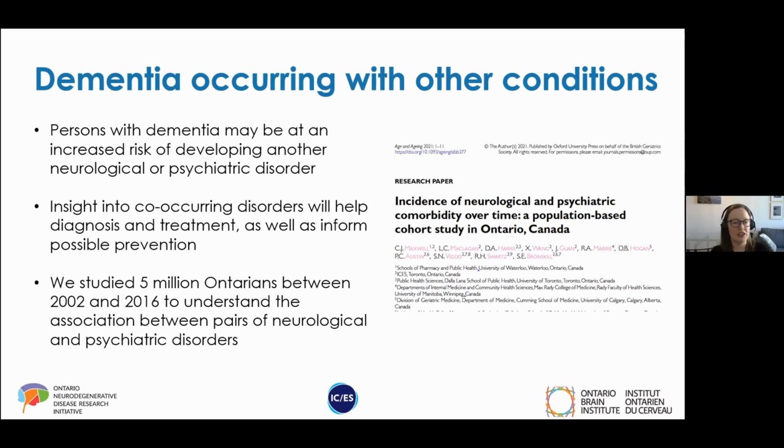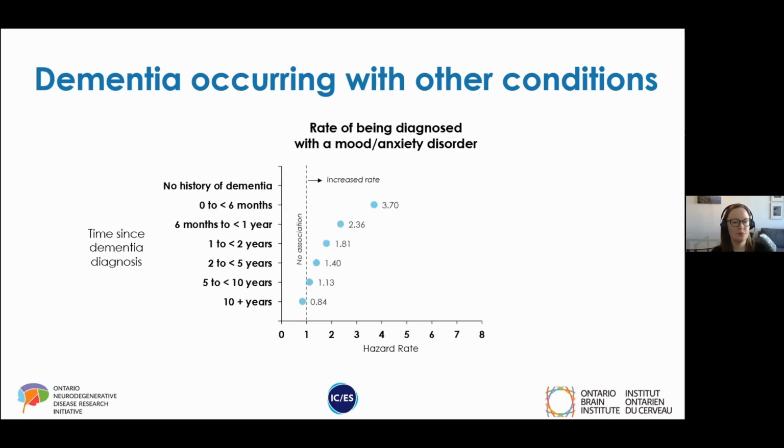So in this study, we looked at over 5 million Ontarians who were aged 40 to 85 years in 2002, and we followed them for up to 14 years to understand this pattern of neurological and psychiatric conditions. So in this snapshot, we looked at the relationship between the timing of a dementia diagnosis, which is shown on the left-hand side here, and the association with a mood or anxiety disorder after a dementia diagnosis.